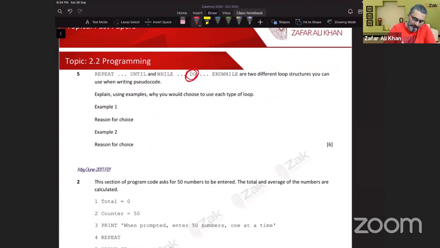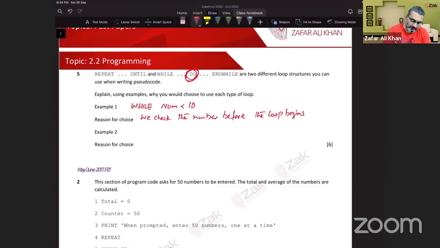So you say while number is less than 10. Reason for choice: we check the number before the loop begins.